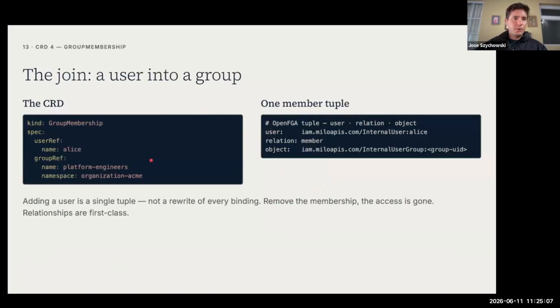And of course, for being part of a group, we have the group membership custom resource definition. You just reference a user, and you also reference the group. In OpenFGA, this is just going to create a new tuple with the user, the relation, and the object.